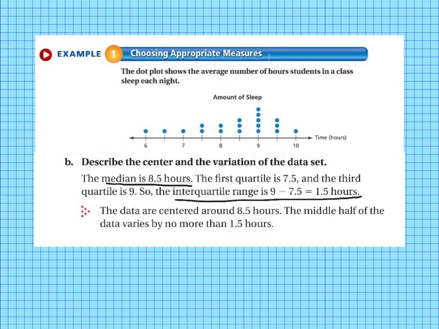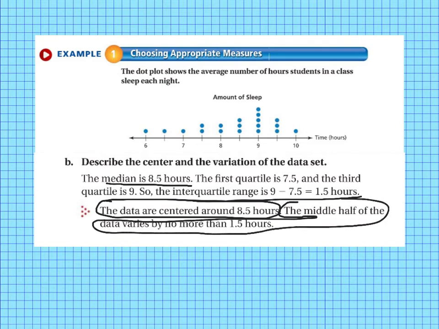When it asks you to describe the center and the variation of the data set, you're being asked to put that into a sentence and say what that means. So the median is 8.5 hours, which means that the data are centered around 8.5 hours, and the IQR is 1.5 hours, which means the middle half of the data varies by no more than 1.5 hours.